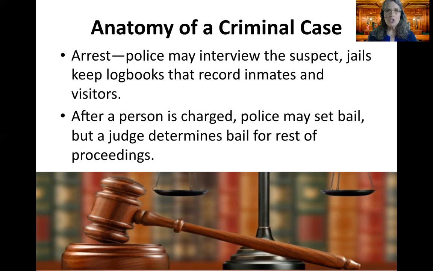After a person is charged, the police may set the bail initially, but then the judge can determine the bail for the rest of the proceedings. So a judge can, upon recommendation of an attorney, maybe an attorney is pressing that a bail amount be lowered, a judge will consider it. It depends on the charge, as well as the history of the suspect. There are a lot of factors that go into play in determining what the amount of the bail or the bond is.